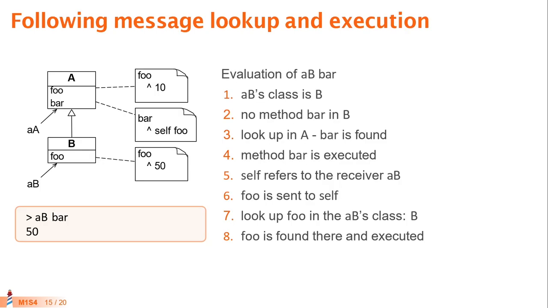So on this slide, you already have the explanation. You can go over it. Let's go fast. This means that B is an instance of the class B. There is no method bar in B, so we look up bar in A. We find the method bar in A. The method bar is executed on a B. Self refers to a B, so this means that we will resend foo to self, so to the B. So we look up foo in the class B, and then we return this method that is executed.